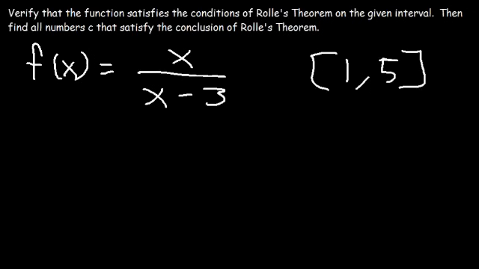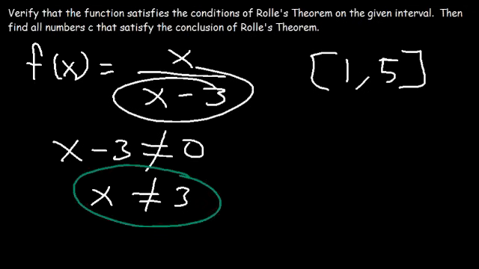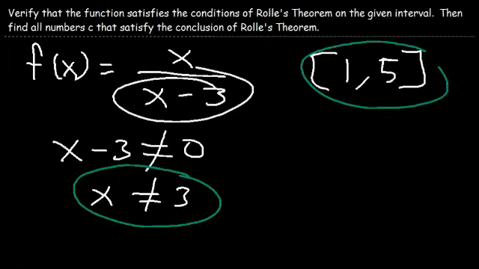The answer is no. If you set the denominator to 0, x cannot equal 3. So we have a point of discontinuity, or rather an infinite discontinuity, a vertical asymptote at 3, which means that the function is not continuous on the closed interval. So Rolle's theorem does not apply.